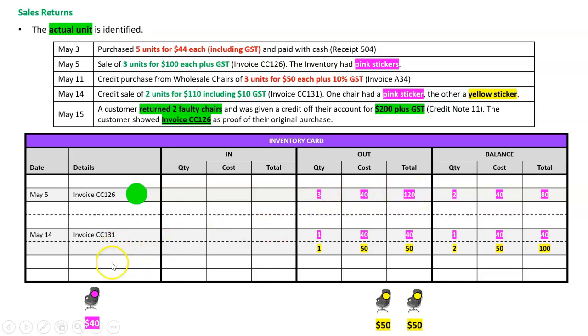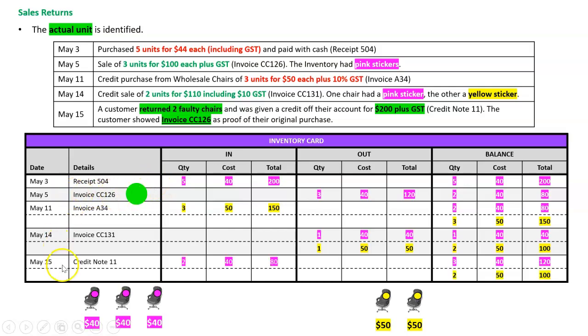So the 2 chairs that are going to come back, first of all, we'll do the date. That's going to be these ones here from May the 5th. We'll do the date. All right, credit note 11. It's these 2 chairs here. So the customer bought 3 and they're returning 2. 2 coming back in at 40 for a total of 80.